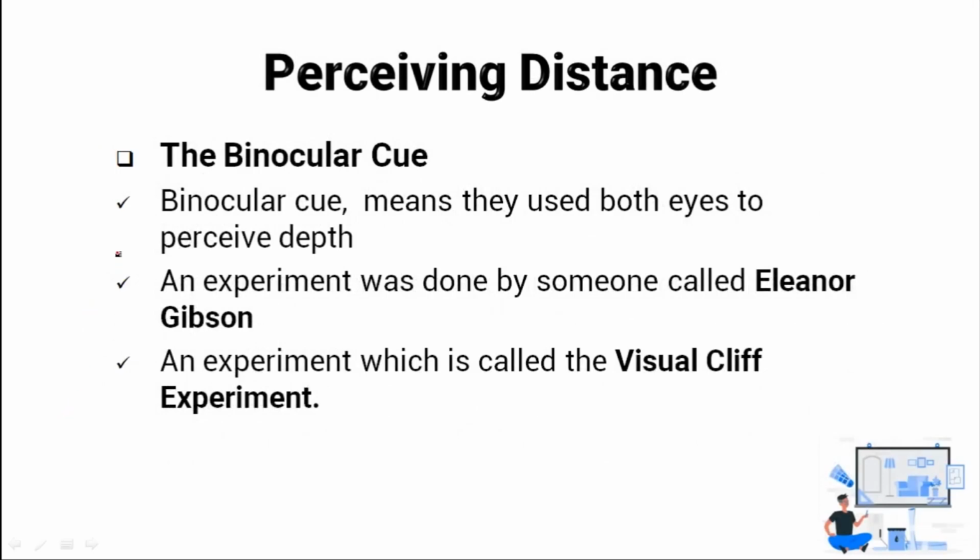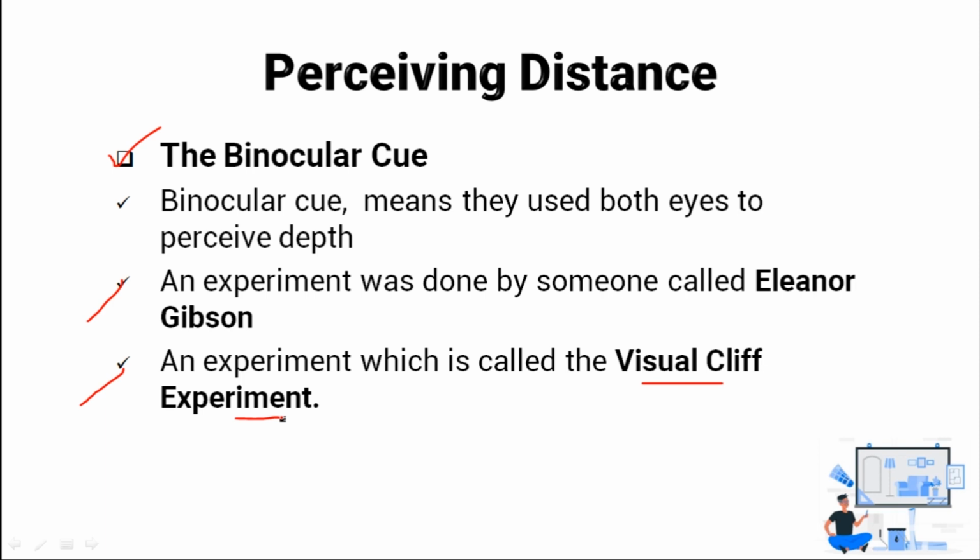So, perceiving distance requires depth cues. Now, how does the depth cue really work? An experiment was done by someone called Eleanor Gibson, and she created something called the visual cliff experiment. Monocular cues are the depth cues that can be perceived using only one eye. These cues provide us with information about depth and distance. We already talked about monocular cues. Now we will discuss binocular cues.